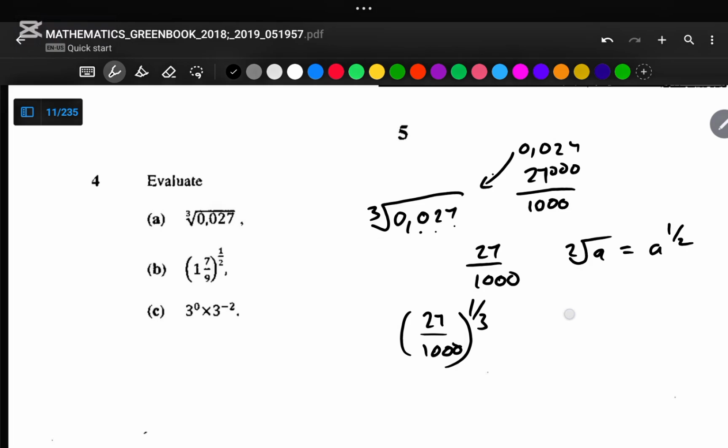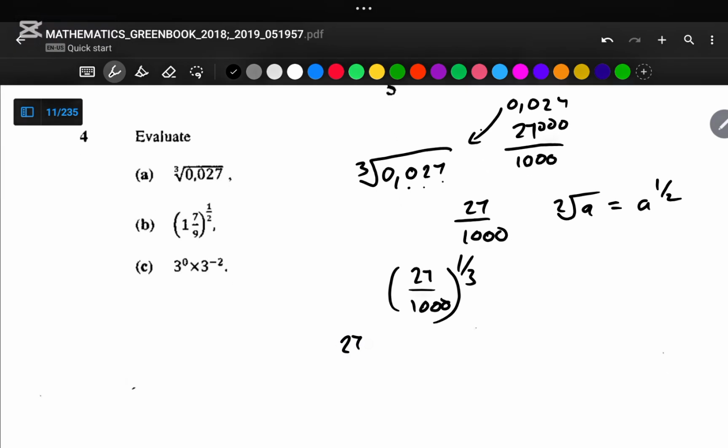Okay, what you also need to know is that 27 can be expressed as 3 raised to the power 3. So 3 times 3 is equal to 9, and then 9 times 3 is equal to 27. So 27 is 3 raised to the power 3. And then what about 1000? 1000 is equal to 10 raised to the power 3. That is 10 times 10, that is equal to 100, and 100 times 10 gives us 1000. So 1000 is equal to 10 to the power 3.